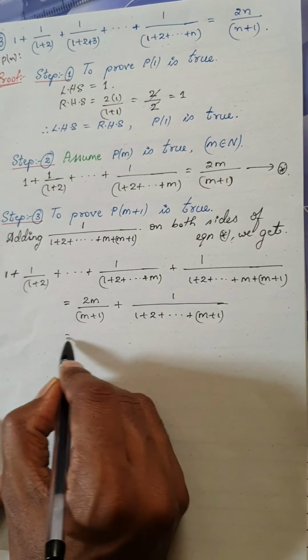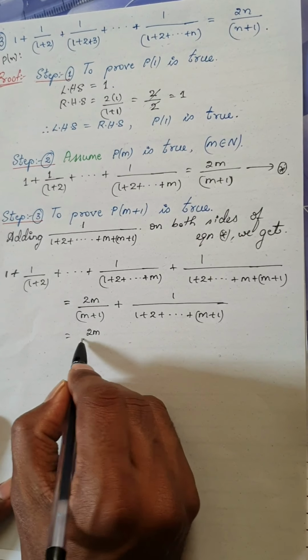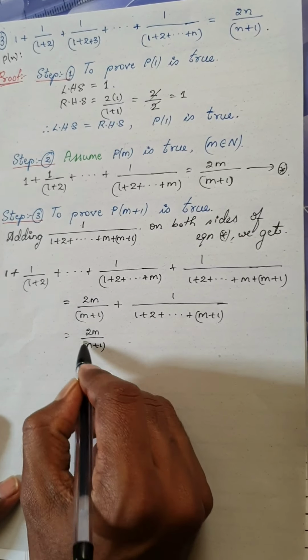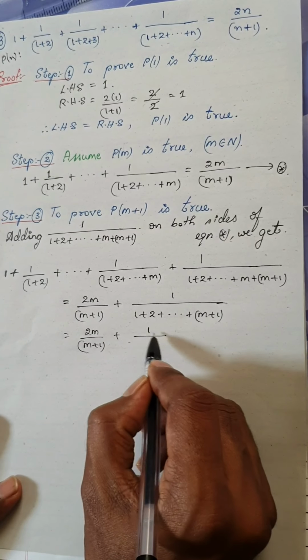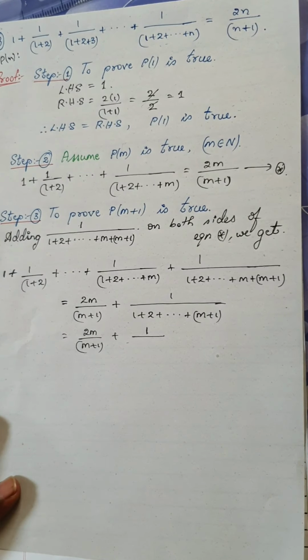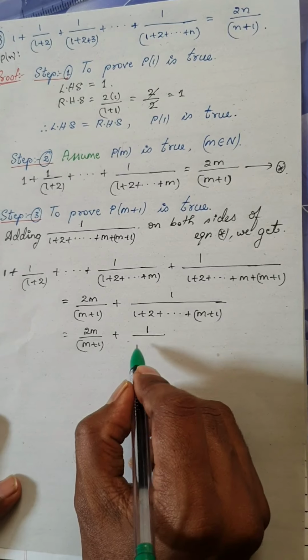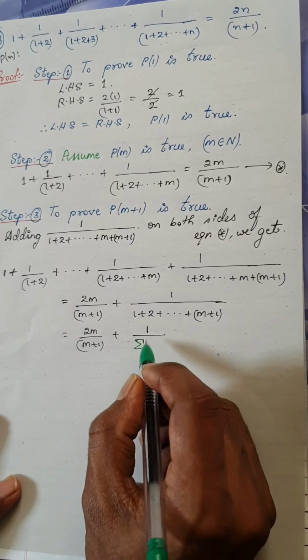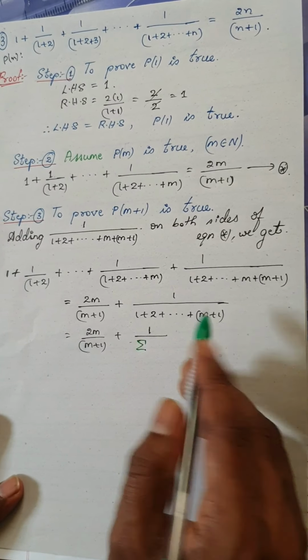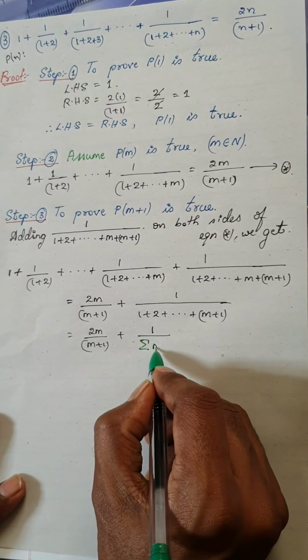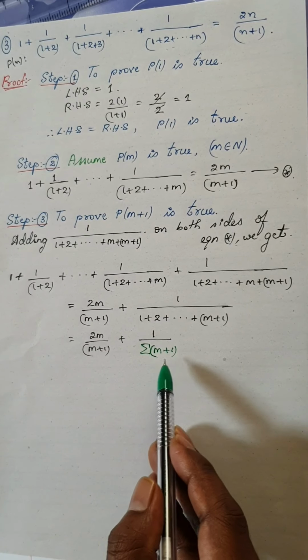Okay, so this is nothing but, actually I'll get 2m divided by m plus 1 plus 1 divided by, this looks like, please be careful, I'm going to write it in a different color for you to understand. So summation of 1 plus 2 plus last term is m plus 1. This is actually summation of m plus 1. I told you we're going to use the formula. This is just like summation n.